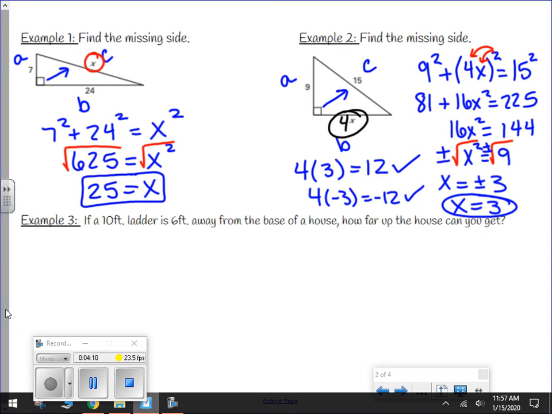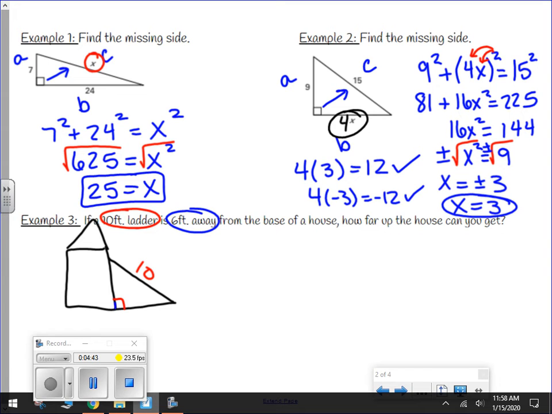All right, and then the last example is a word problem. If a 10-foot ladder is 6 feet away from the base of the house, how far up the house can you get? So if I draw my house, I have a ladder leaning up, and it said that the ladder was 10 feet long, so the 10 goes there. The house is 90 degrees with the ground. We talked about that earlier this week when we did our shadow problems. And it's 6 feet away from the house, so between the house and the base of the ladder is 6 feet. And I'm trying to find the height of the house, or the height that the ladder hits the house.